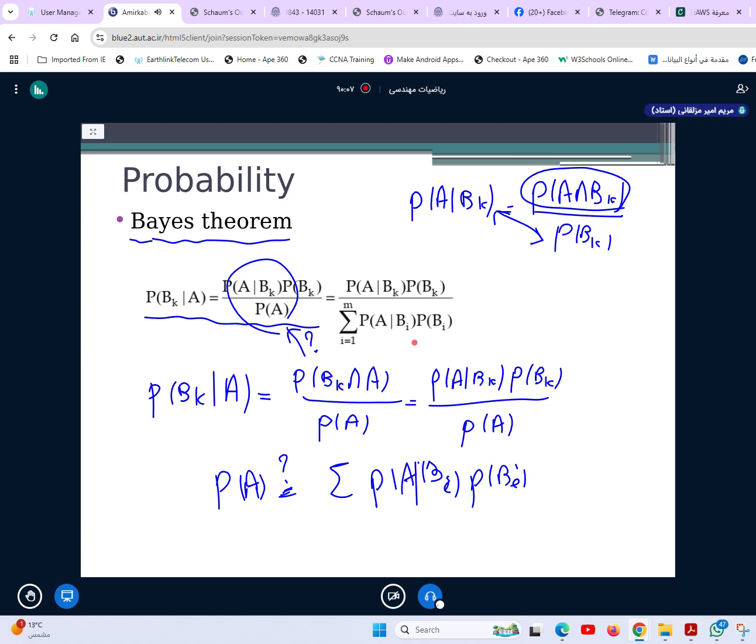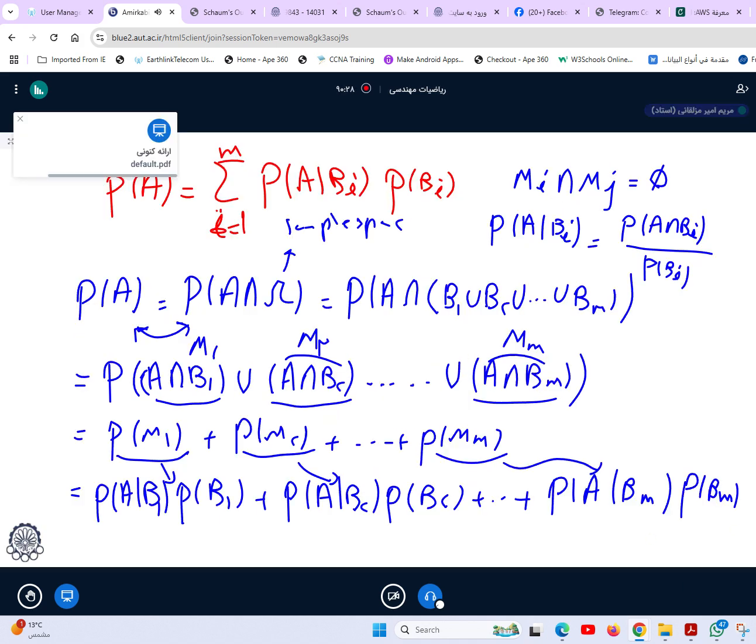Okay. This is a different form of Bayes theorem. We can use this form or this form for Bayes theorem. In Bayes theorem, the denominator is the summation of the numerator, as you can see in this formula. But let's have an example.